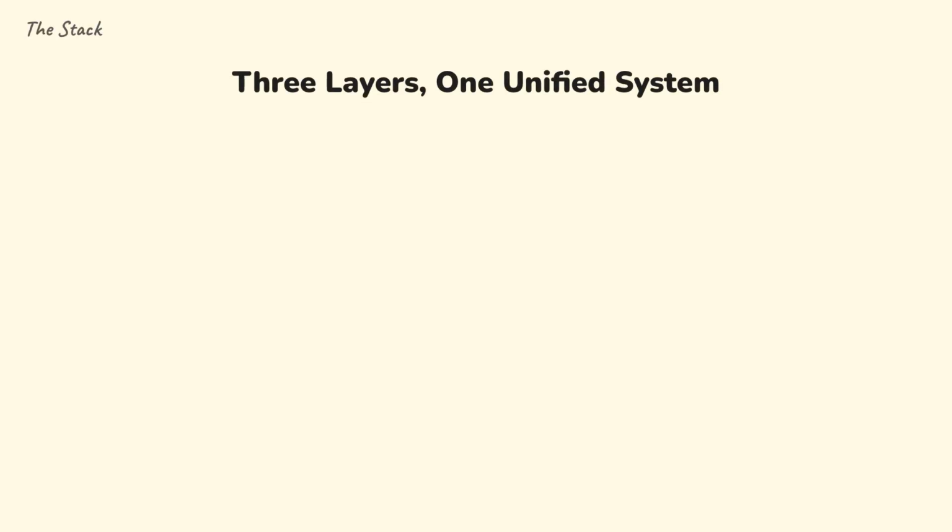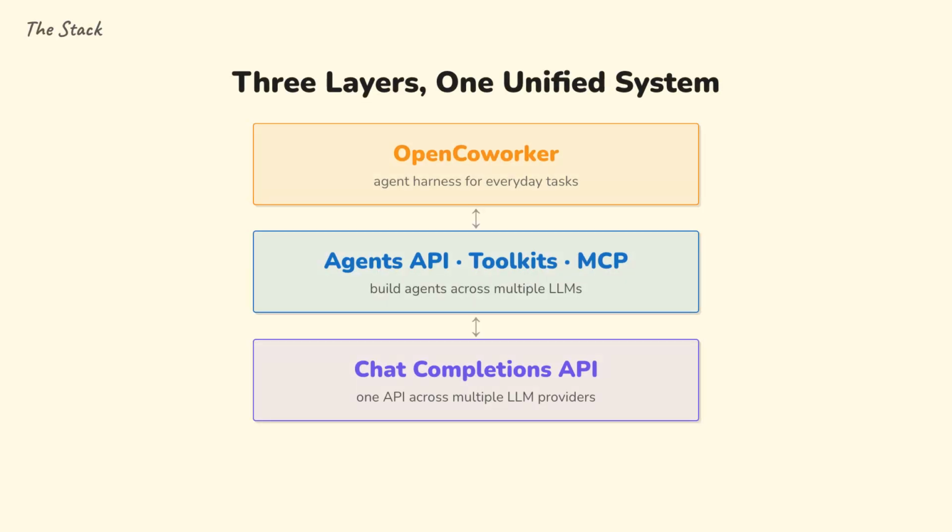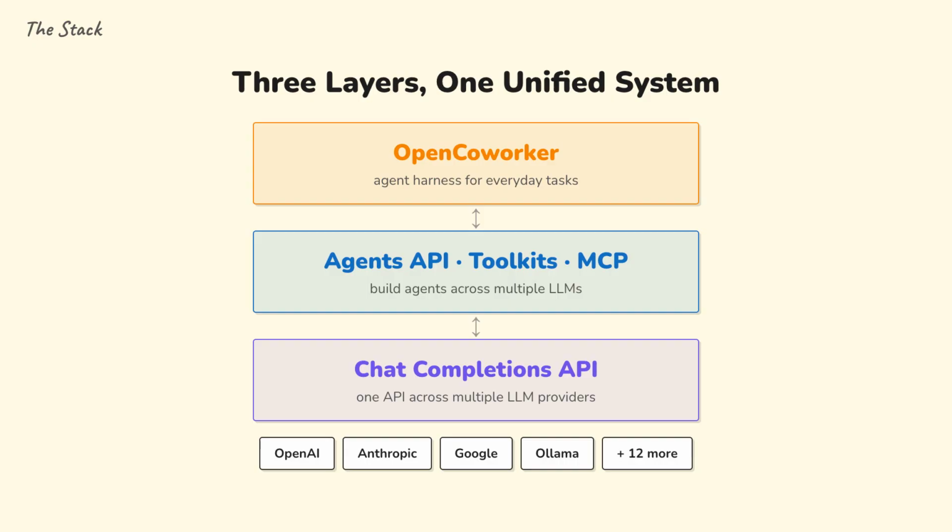The entire system is built in 3 layers. At the top sits OpenCoworker, the desktop harness. Below it is the aisuite Agents API with toolkits and MCP support. And at the base, the Chat Completions API gives you one uniform interface across every major provider. Change one string to switch from GPT to Claude to Gemini.